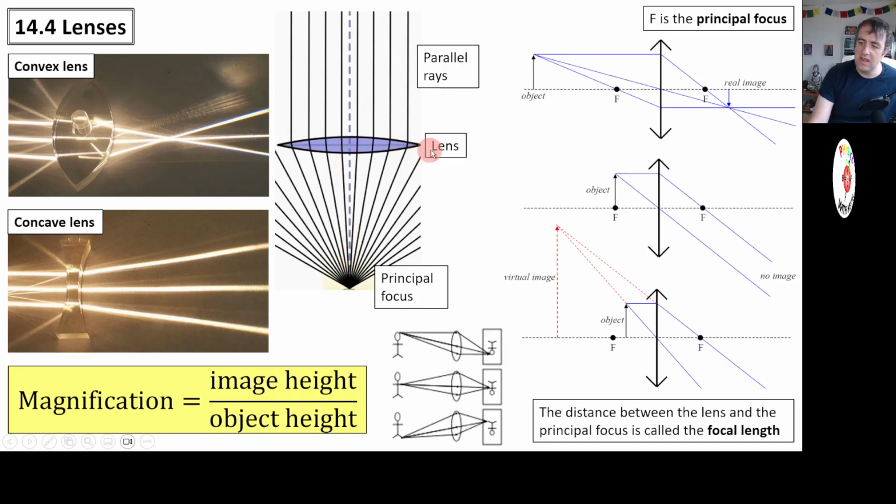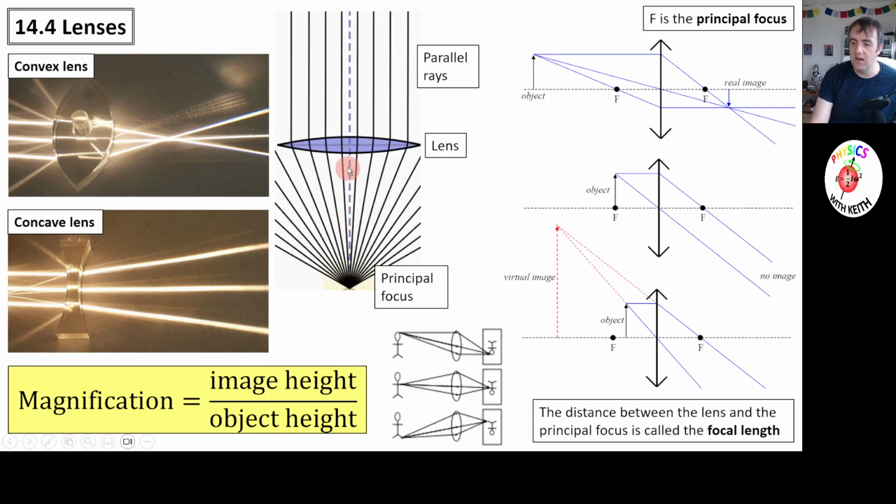Then we've got our lens here, and what's happening? Well, if we have parallel rays, so for simplicity, let's have the rays parallel to that optical axis. They don't actually have to be, but for simplicity, let's have them that way. Then for a thin convex lens, those rays will all converge at a single point, which we call the principal focus.